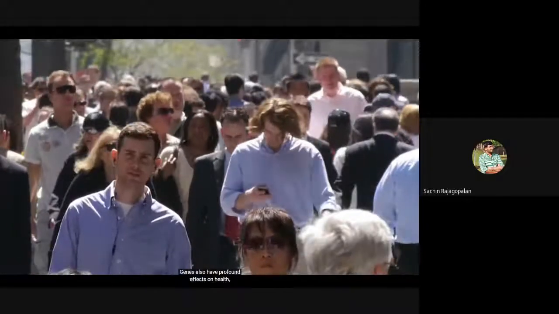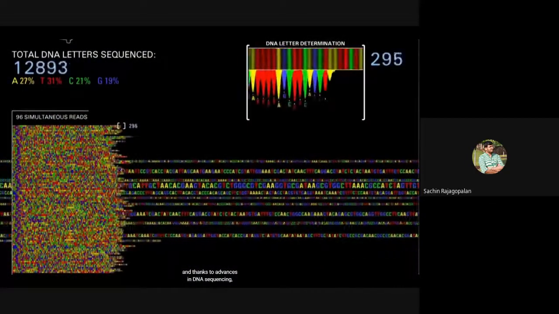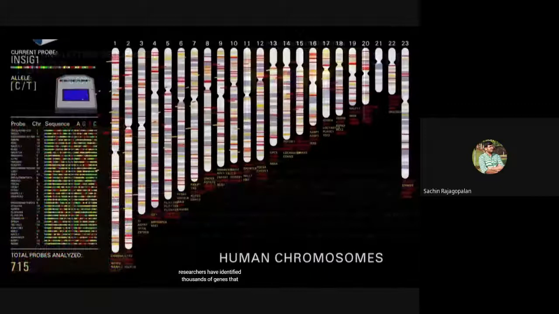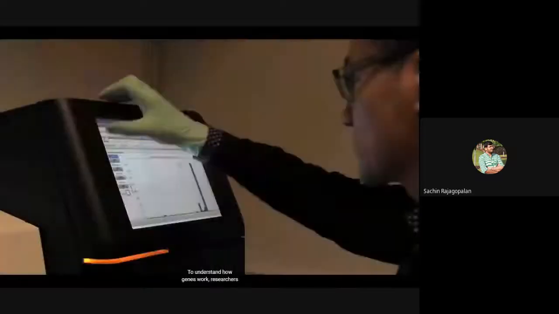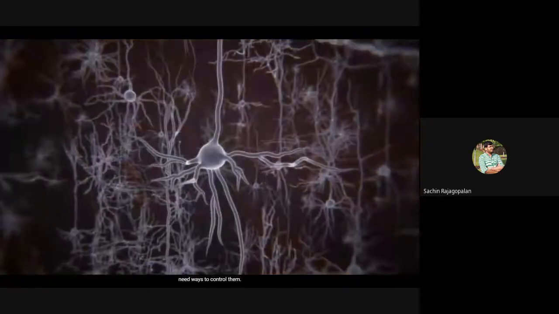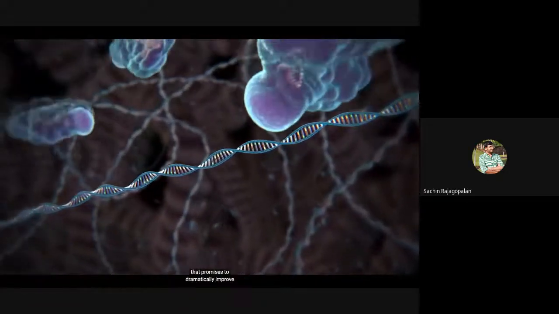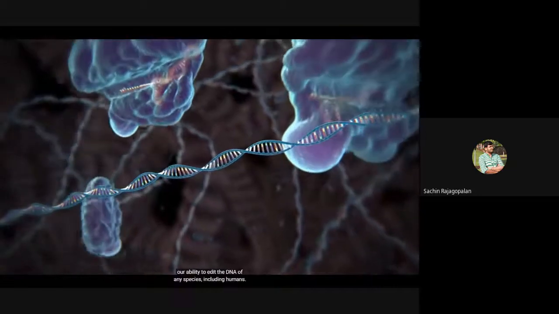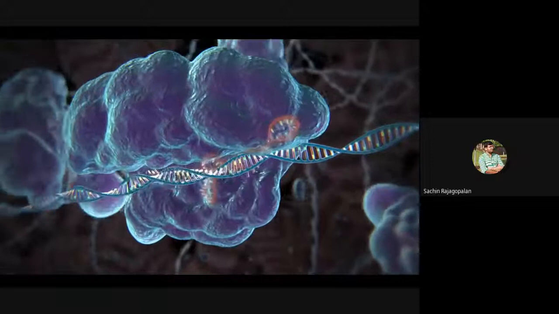Genes also have profound effects on health, and thanks to advances in DNA sequencing, researchers have identified thousands of genes that affect our risk of disease. To understand how genes work, researchers need ways to control them. Changing genes in living cells is not easy, but recently a new method has been developed that promises to dramatically improve our ability to edit the DNA of any species, including humans.